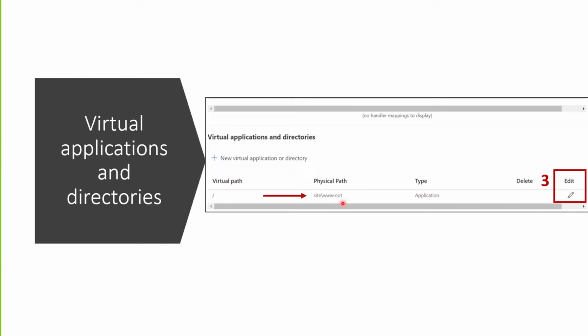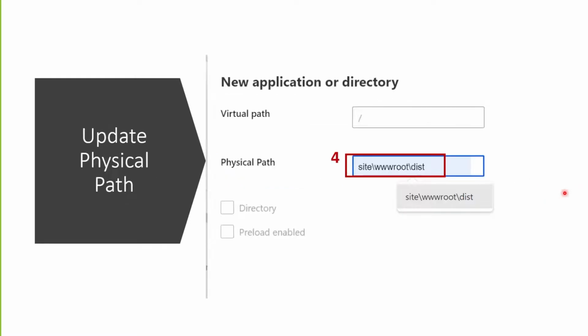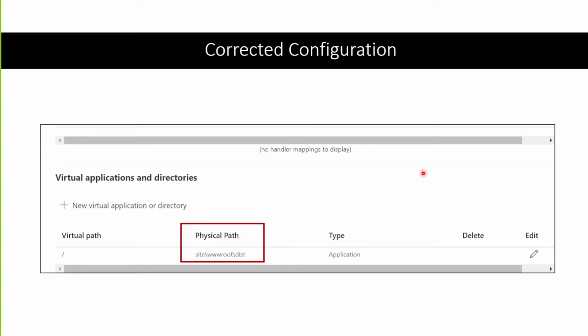And what we need to do is update that to make the physical path go to the dist directory. So you click on edit and this box will show up, and then you have to change the physical path and add the dist directory. And once you've updated that, your corrected configuration will look like this. And then you can proceed to the website and see the actual website instead of the message. And that will be shown later on in this presentation.